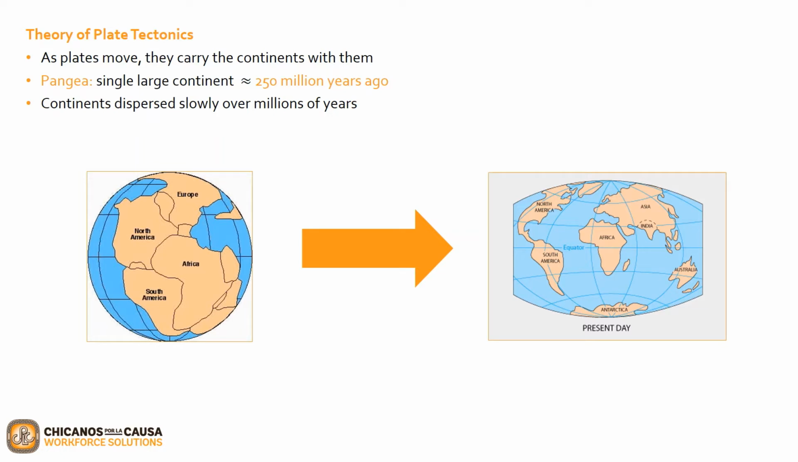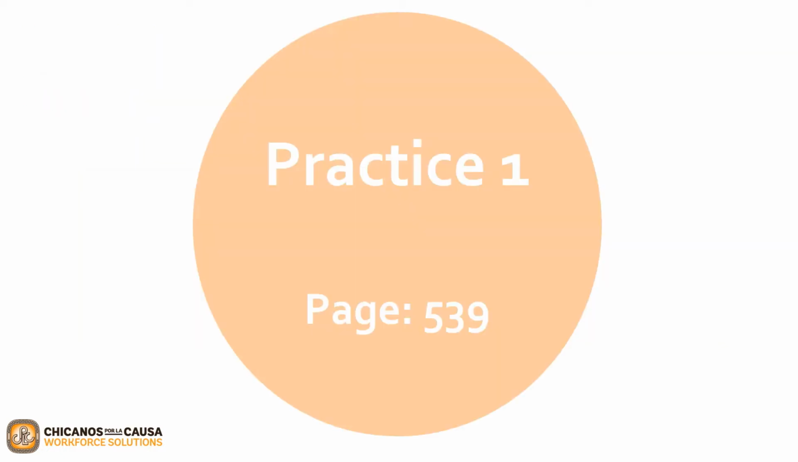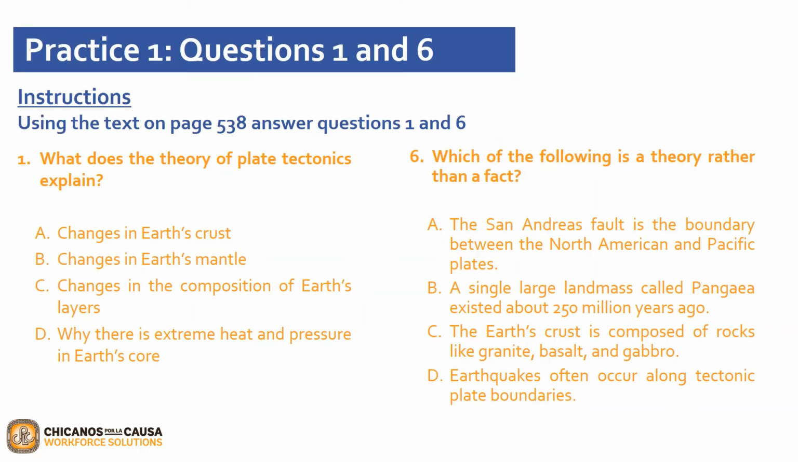Now that we have finished our first lesson, let's go to practice 1, found on page 539. For practice 1, we are going to complete questions 1 and 6. So using the text on page 538, answer questions 1 and 6. Take a few minutes to answer them, and when you're ready to review them together, just go ahead and click play.